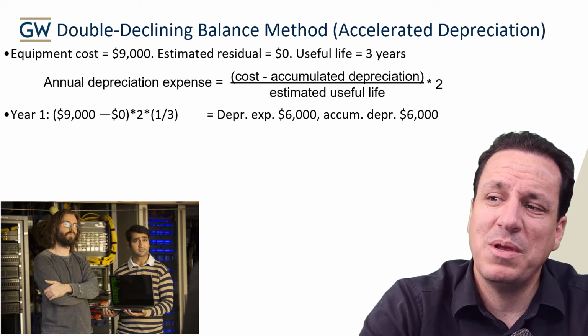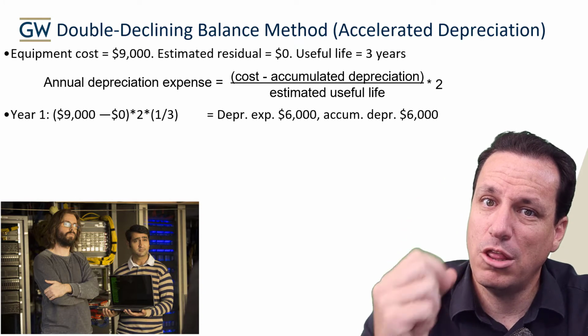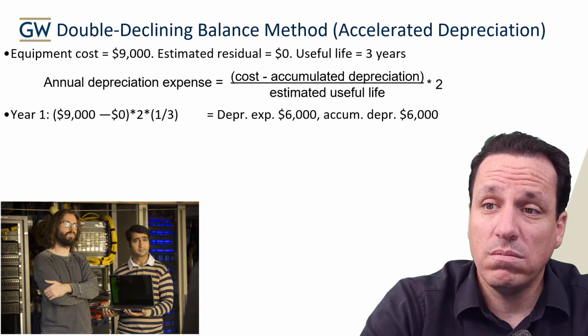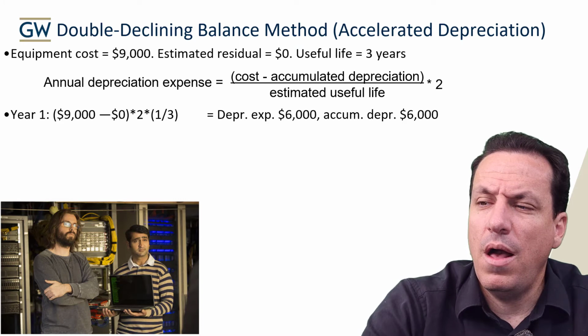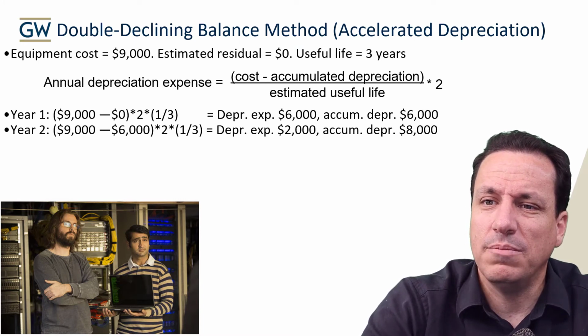So depreciation expense in the first year is 6,000. What was it in the last problem on a straight line? 3,000. So it's double. It's double in that first year the depreciation of what we'd normally depreciate under straight line.